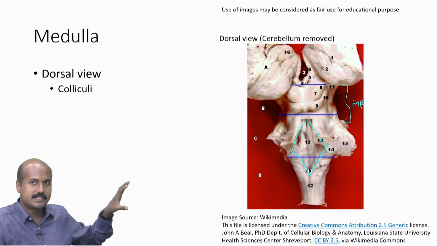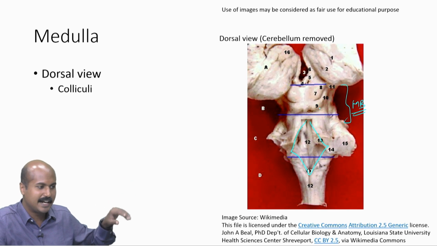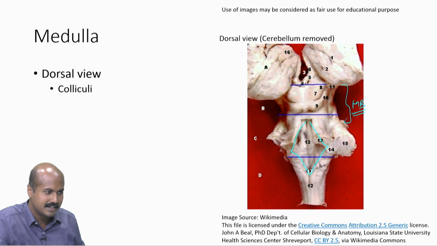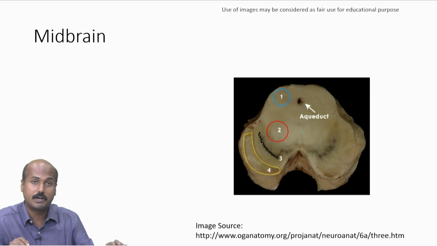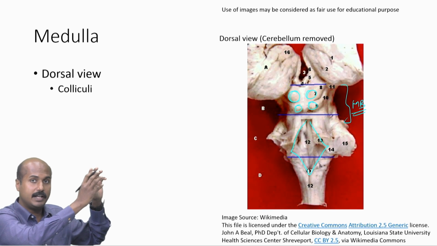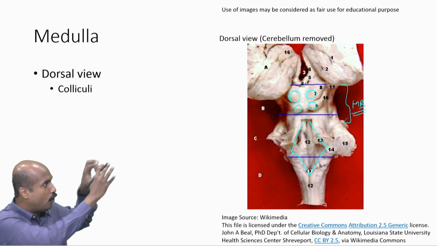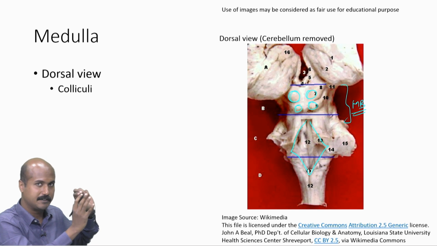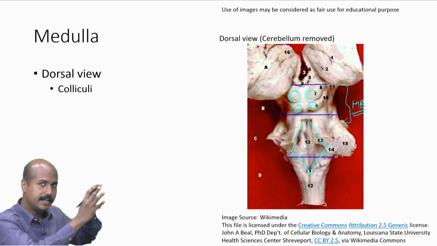The midbrain is very clearly seen on the posterior aspect by identifying these four elevations. These four elevations are called the corpora quadrigemina. The corpora quadrigemina is also called the colliculi, the superior colliculi and the inferior colliculi. It looks like four bumps on the posterior aspect of the brain. Two superior colliculi and two inferior colliculi.